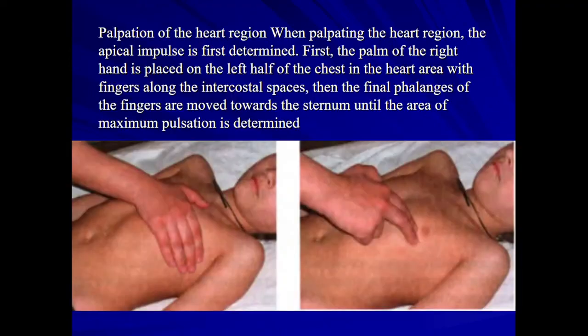Palpation of the heart region. When palpating the heart region, the apical impulse is first determined. First, the palm of the right hand is placed on the left half of the chest in the heart area with fingers along the intercostal spaces. Then the final phalanges of the fingers are moved towards the sternum until the area of maximum pulsation is determined.